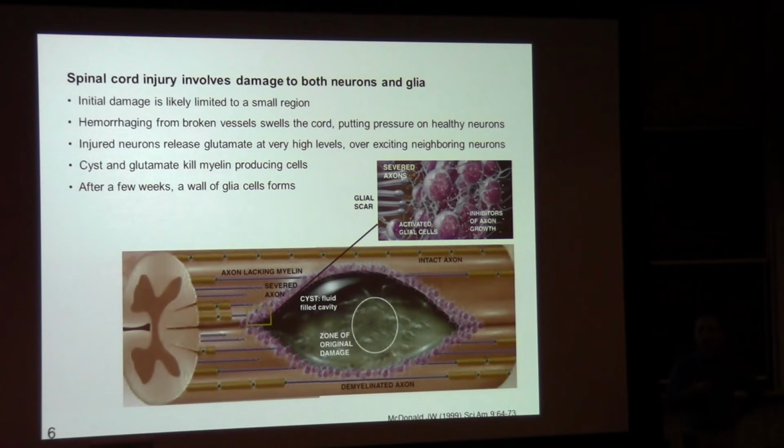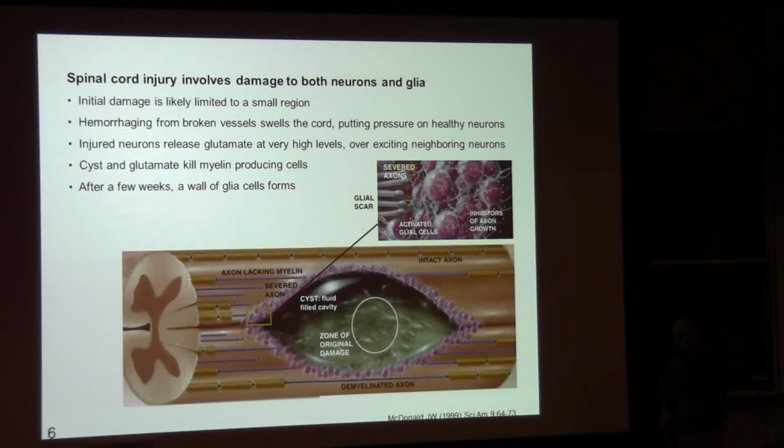Glutamate is an excitatory neurotransmitter. There's a flood of glutamate released by those neurons, and this causes overexcitation of the neighboring neurons out here, which otherwise would be just fine. So this overexcitation causes damage to those cells as well.